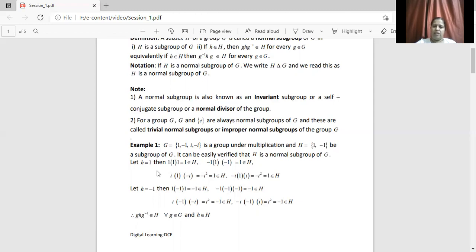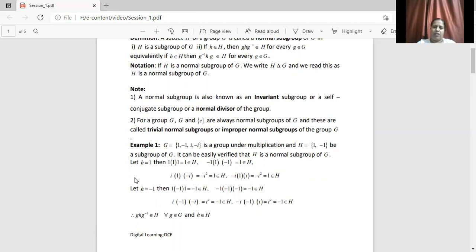Next we'll see here an example. If we consider a group G as {1, -1, i, -i}, which is a group under multiplication, and we consider the subgroup H as H equal to {1, -1}, a subgroup of G. Then we have to verify whether H is a normal subgroup of G or not. For that, we have to verify the condition whether ghg inverse belongs to H or not, for every h in capital H and g in capital G.